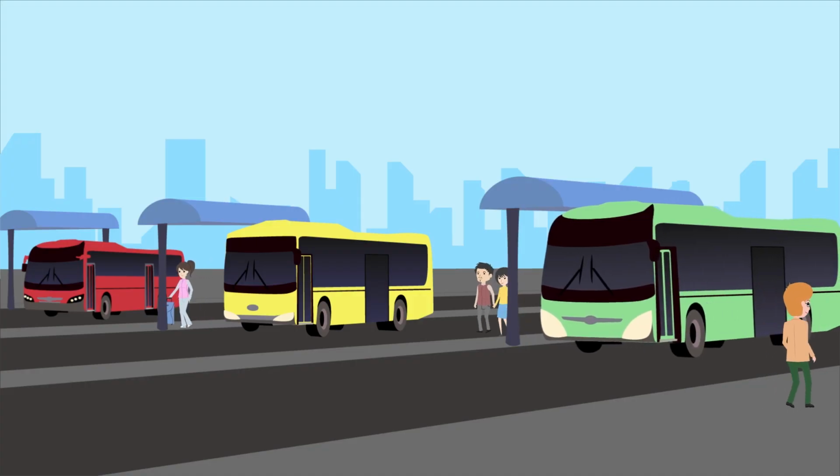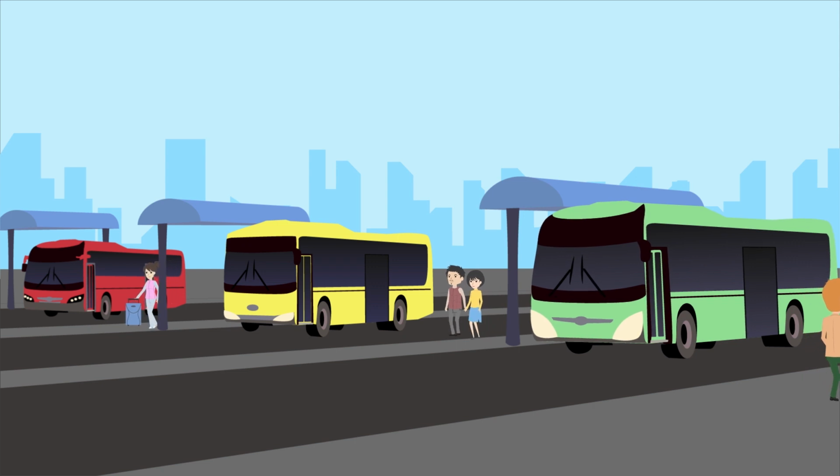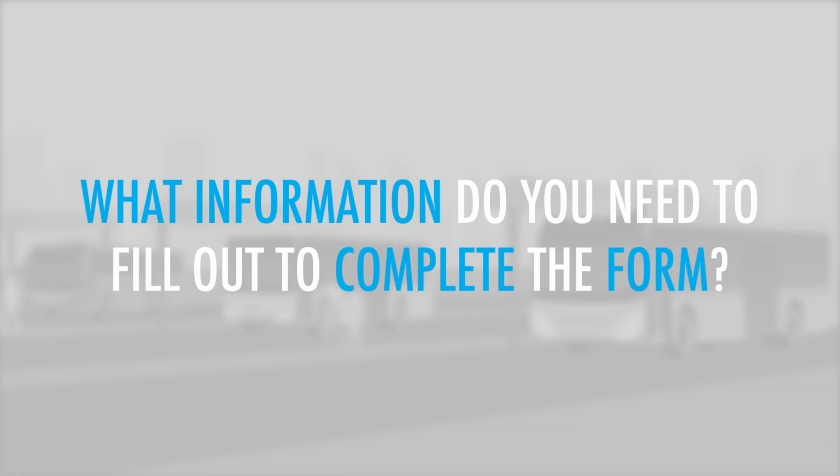You just got off a plane and are walking through the bus terminal of the airport. There's a stall where you can exchange money at the bus terminal. You attempt to do so, but the staff member first hands you a form to fill out instead. What information do you need to fill out to complete the form?